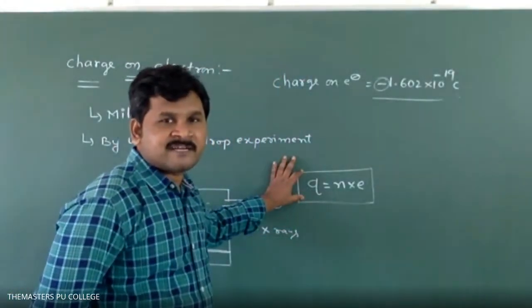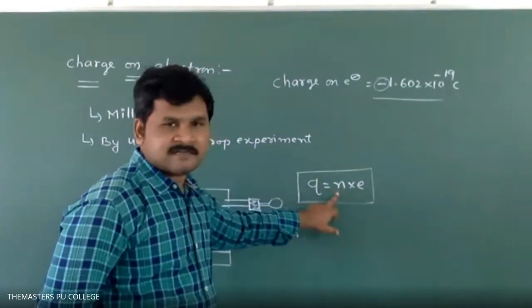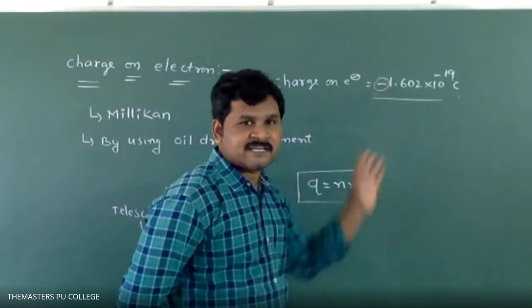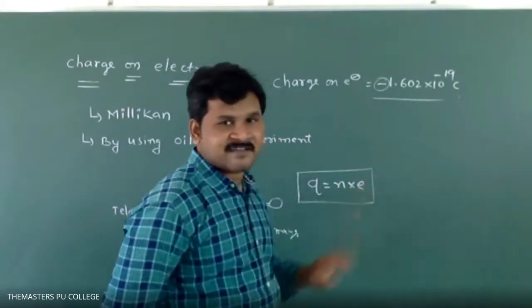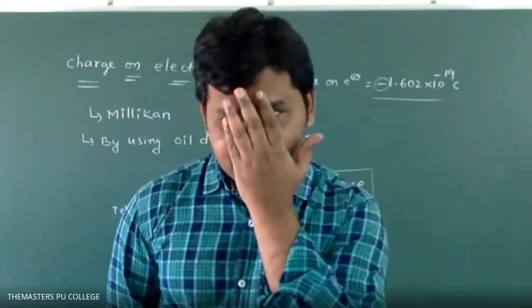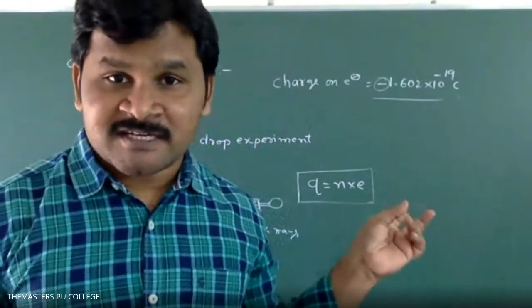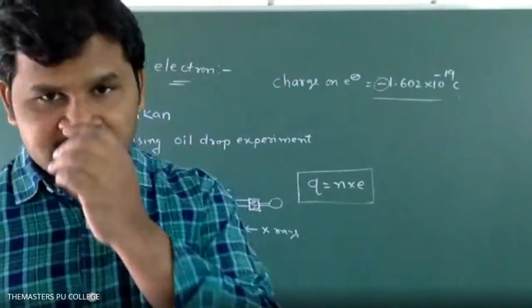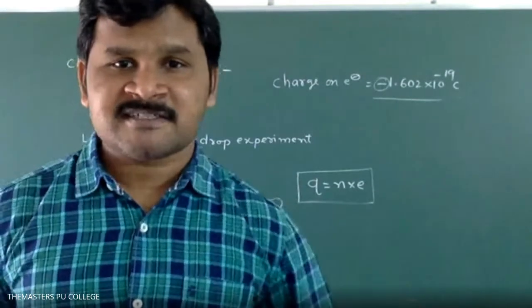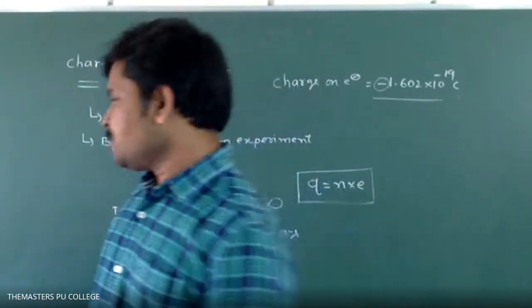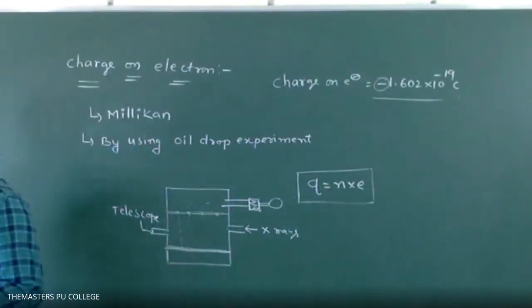See, this is given: 8 into 10 power minus 19. This is already given here, and n is equal to this value divided by this value. You will get 5 electrons. Now, are you clear? What is the use of that formula? Such types of questions they may ask: Q is equal to n into E. Next one. Write down the side heading.